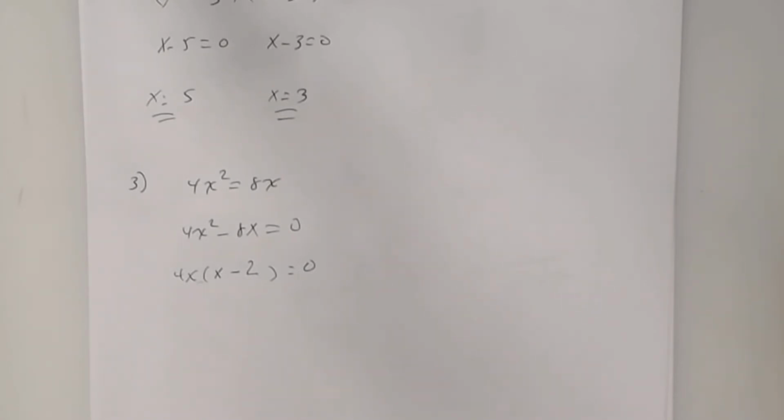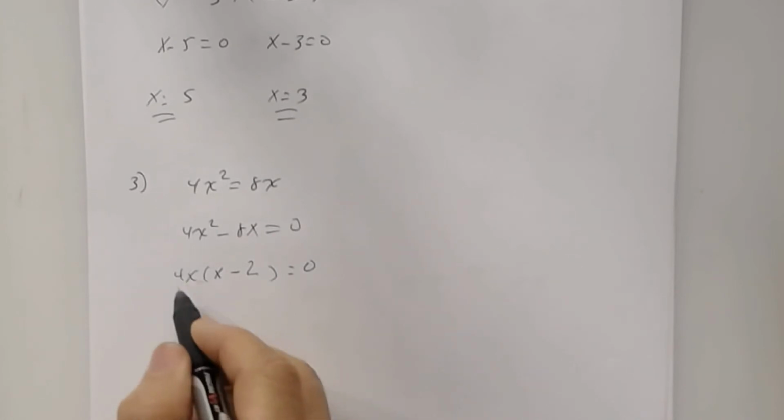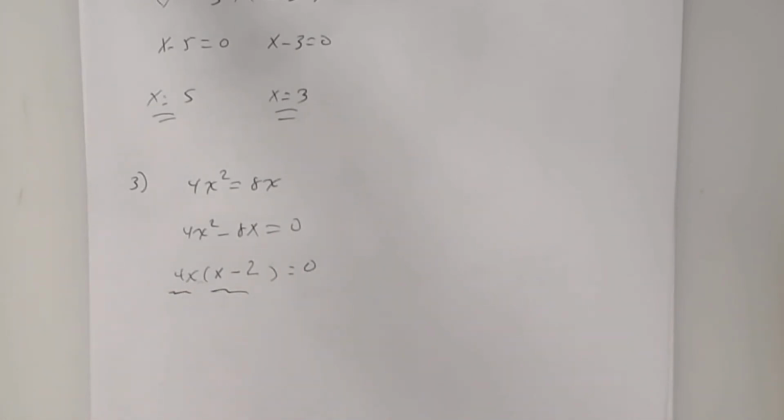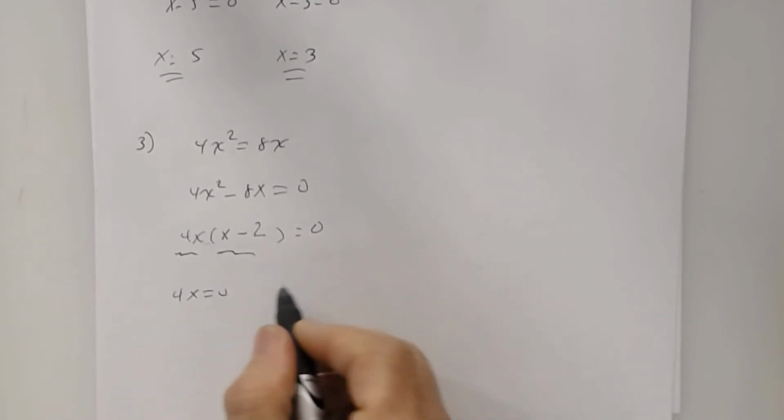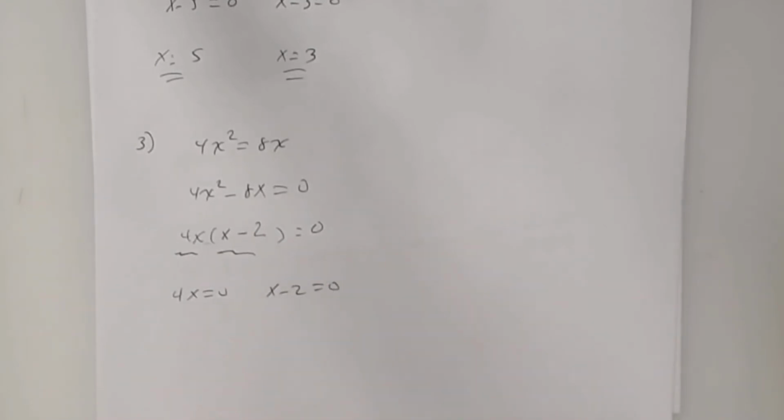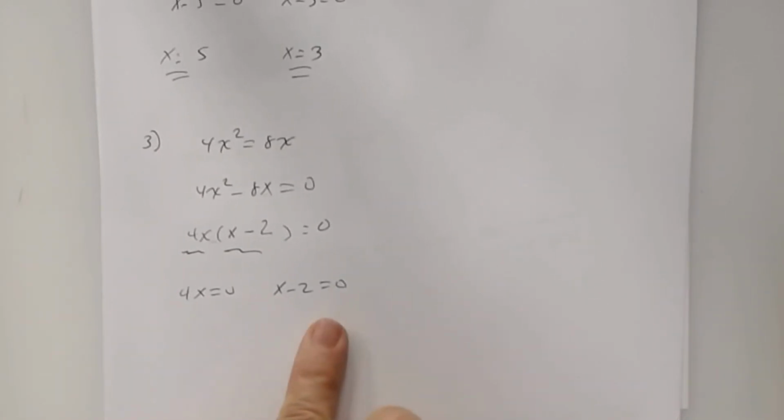Now the next step is what property? Zero factor property. And all you do, guys, is just set each of these equal to 0. So you're going to say what? 4x equals 0. And then what? X minus 2 equals 0. Now notice in every case, I went from a quadratic equation to what kind of equations? Linear.